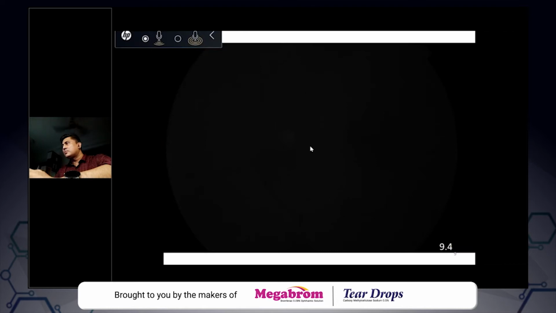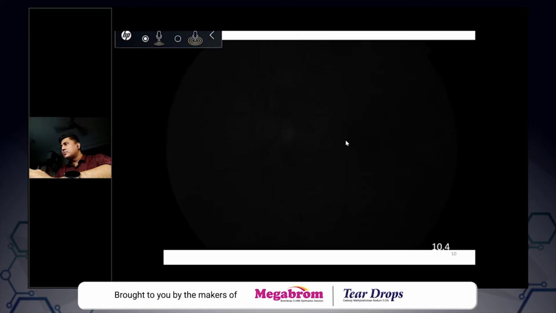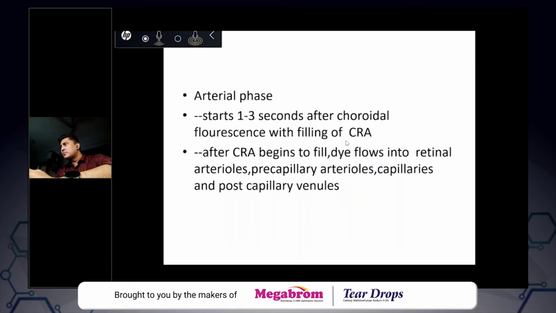So when you give the dye, you will see just a black color, which will change into a flush white color. Now from the choroid, the dye enters into the artery by around 1 to 3 seconds. The dye first fills the central lateral artery, and then fills into the periphery of the artery, goes into the arteriole, capillaries, and then into the postcapillary venules.